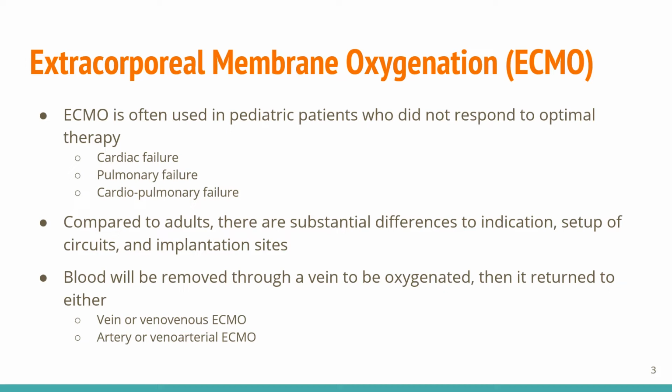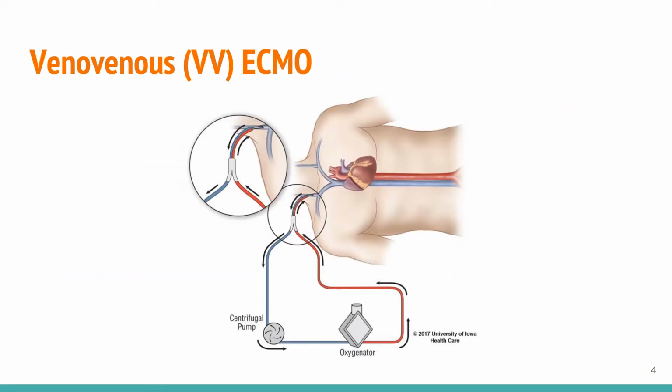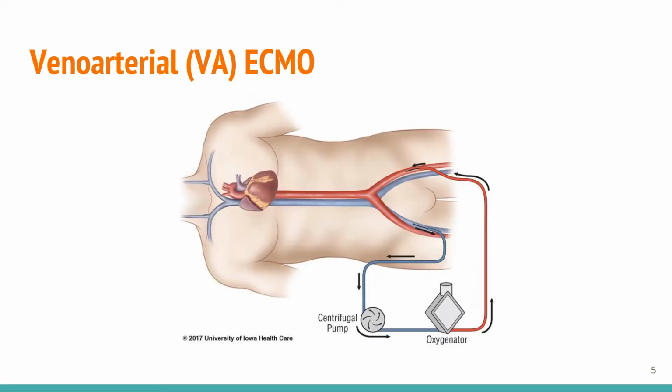catheter implantation. Typically, blood will be removed from the body to be oxygenated, then returned to either the vein, also called veno-venous ECMO, in case of respiratory failure, or the artery, veno-arterial ECMO, in case of cardiac and/or respiratory failure. On this slide, I just want to show that the blood is removed and then returned from the same site, which is the vein. And on this slide, it shows that the blood is being removed from the vein and then goes through the oxygenator and is returned back to the arterial side.